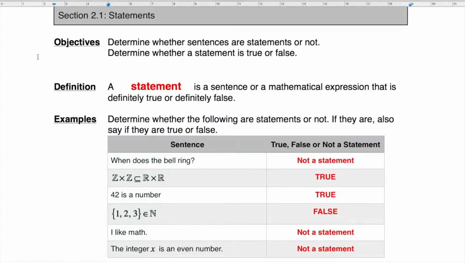Last example, the integer x is an even number. This is not a statement. Now, it might seem ambiguous, but we'll discuss that later. Such a sentence is actually called an open sentence because it depends on what the integer x is. If we had defined earlier that x equals 13, then the integer x equals 13 is an even number would be a statement, and it would be a false statement. But as it is now, the integer x is an even number is not a statement.